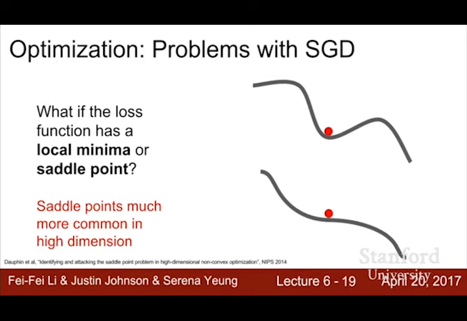And so really, the idea that has come to light in the last few years is that when you're training these very large neural networks, the problem is more about saddle points and less about local minima.